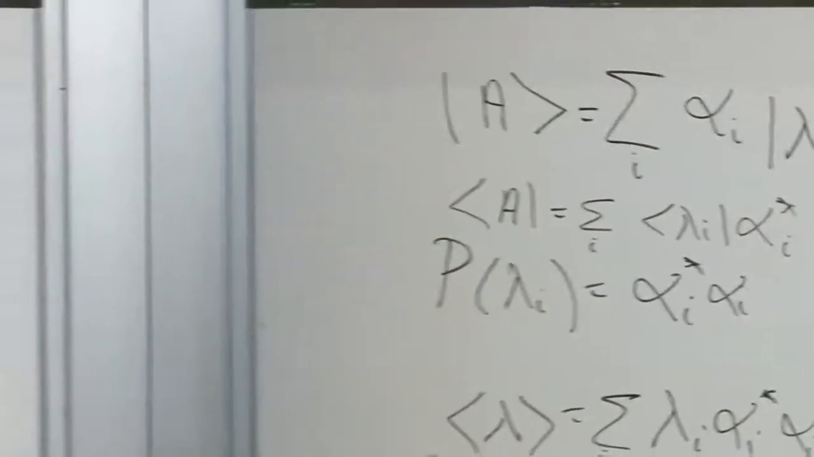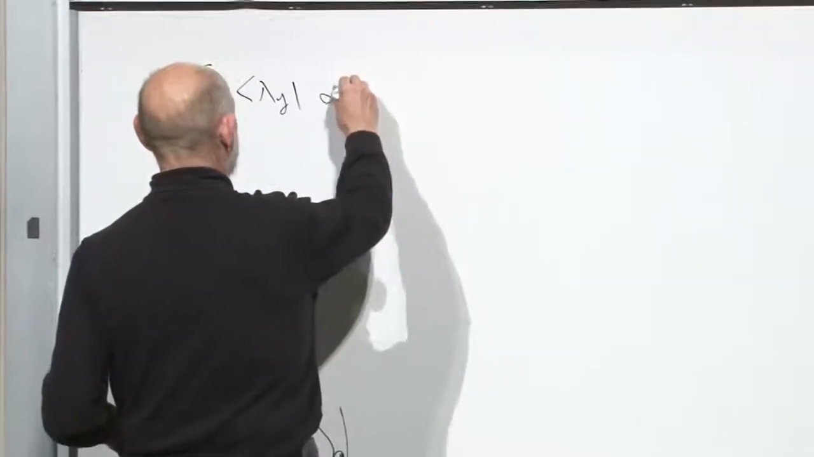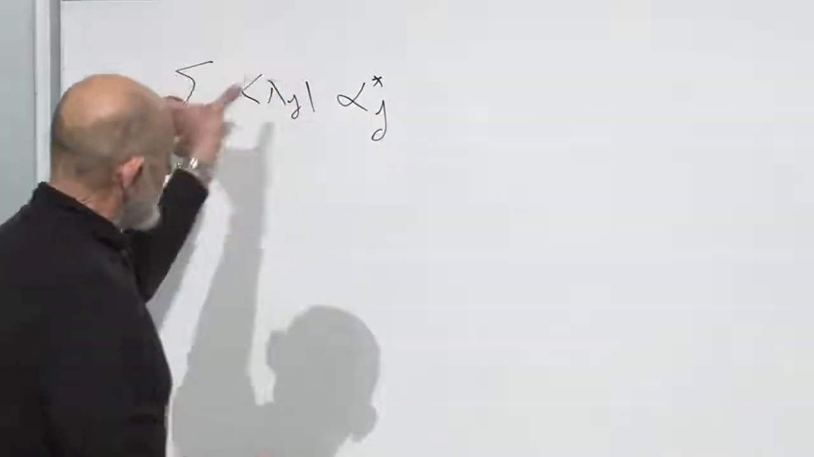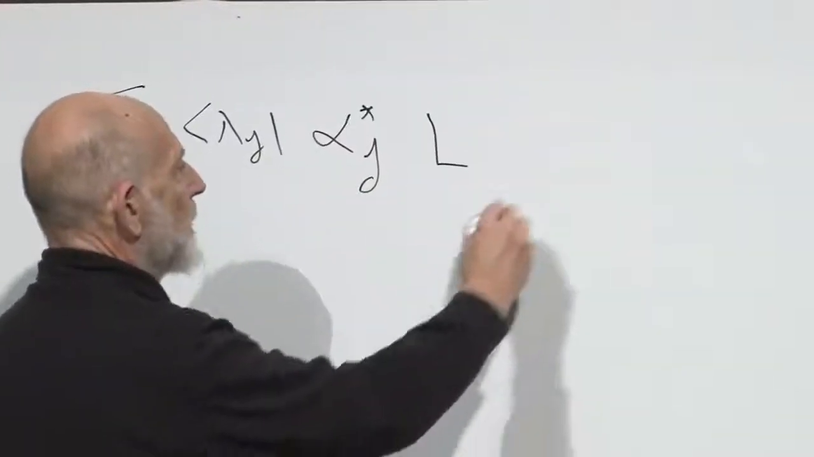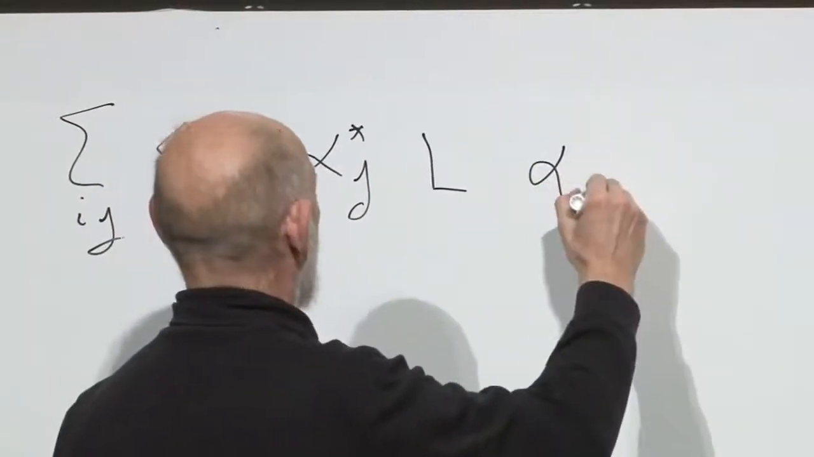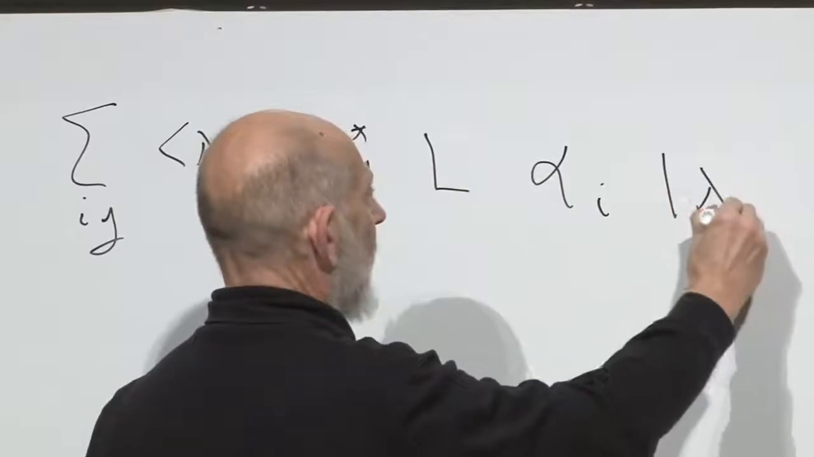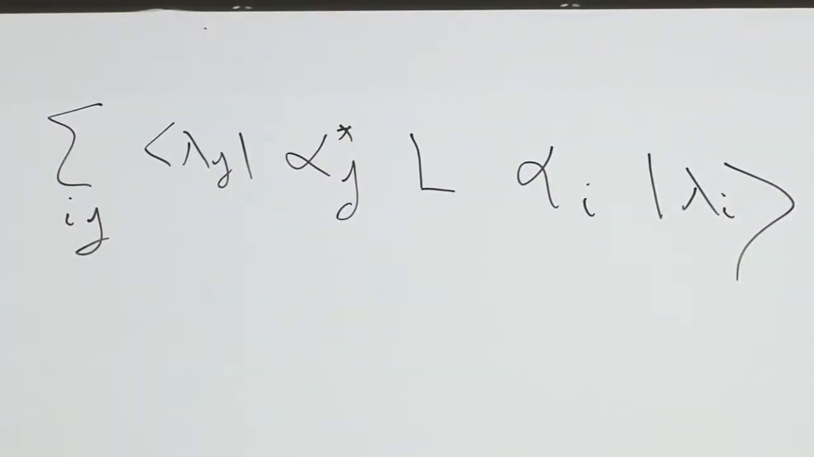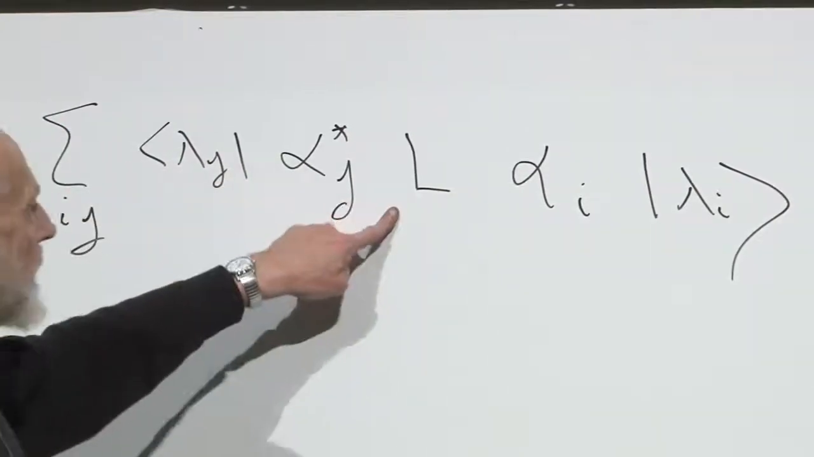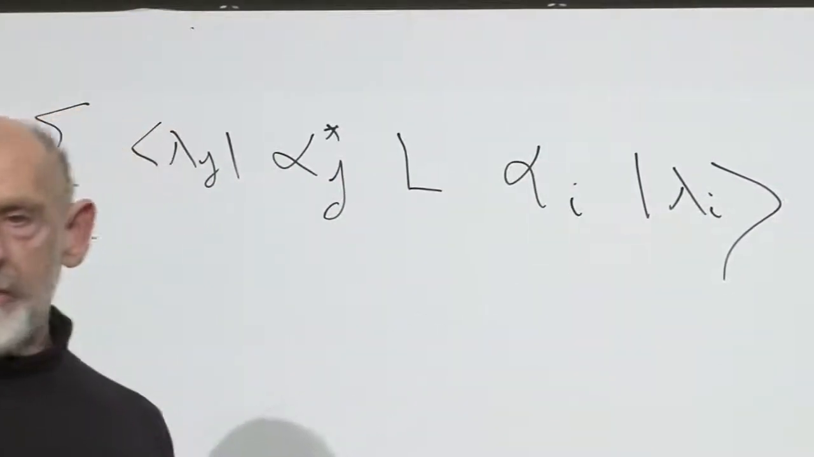Lambda sub J, alpha star J. This is the bra vector A, and then we put L there, and then we put the ket vector alpha I, lambda I. Just pure plug-inology. Now, what is L when it acts on lambda sub I?